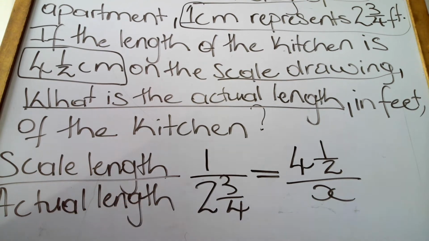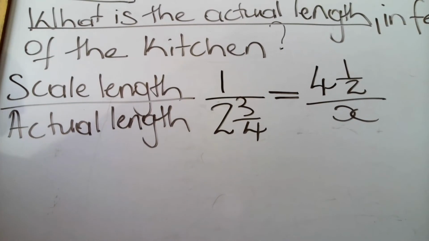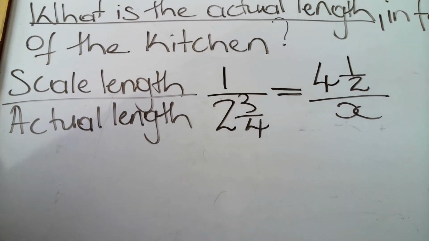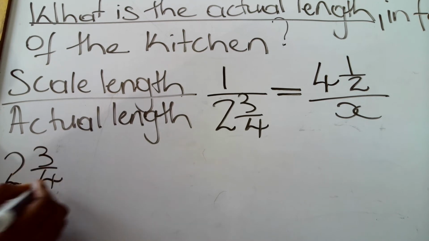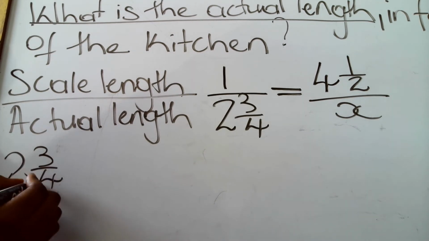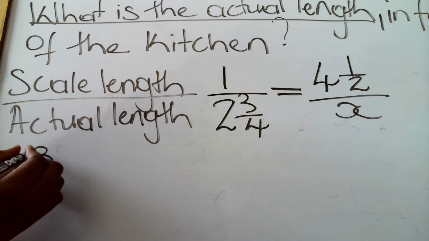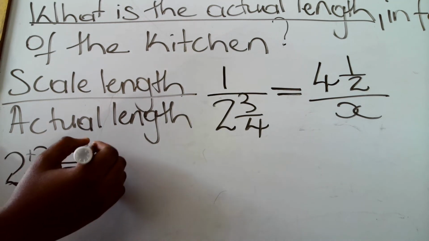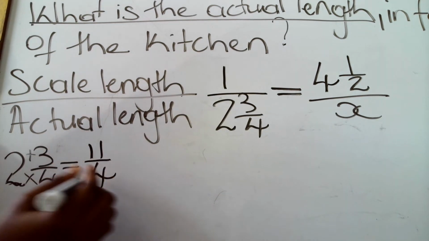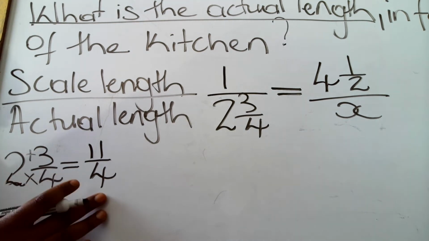Once we have a mixed number, change our mixed number to an improper fraction. How do we change a mixed number to an improper fraction? Let's go. We have 2 3/4. We multiply the denominator with the whole number, and then we add that to the numerator. So 4 times 2 is 8. 8 plus 3, that's going to give us 11. So that's 11/4. We write back the same denominator.